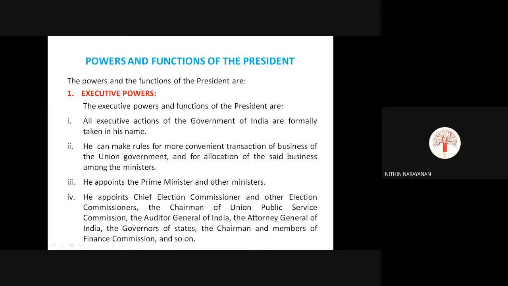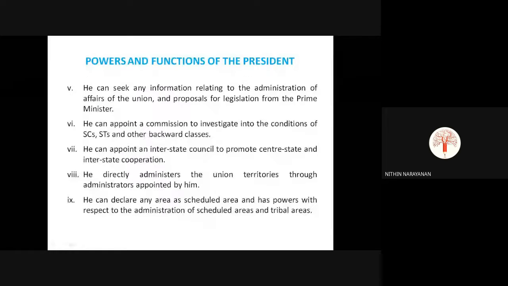The president is the one who is formally representing all the executive actions in the union, and he has the power to make rules for convenient transaction of business in the union government. He also has the power to appoint the prime minister and other ministers. He is the one who appoints the governors of all the states, the chief election commissioner, the chairman of UPSC, the auditor general, and the attorney general. So these are all the different executive powers of the president.